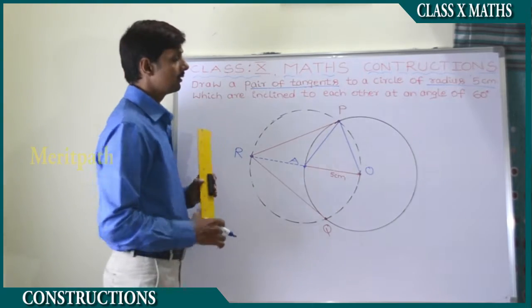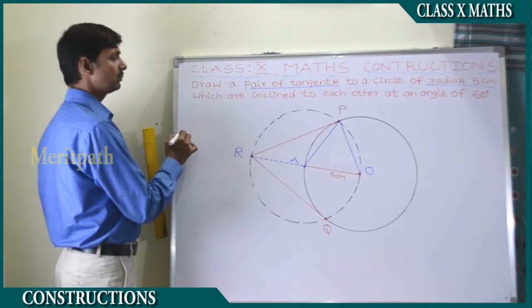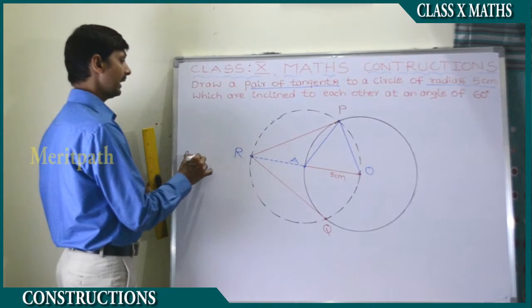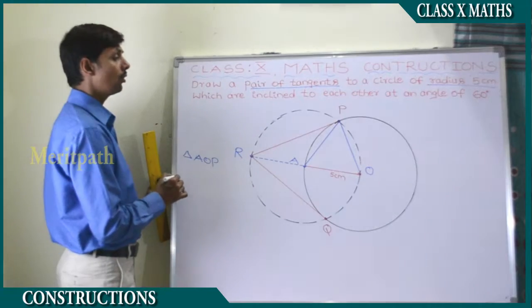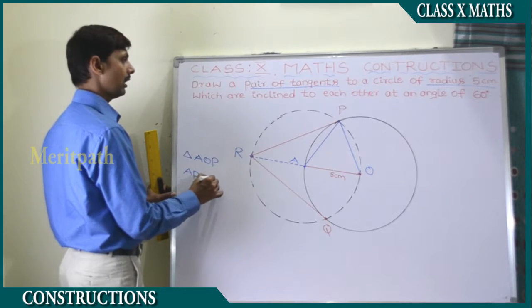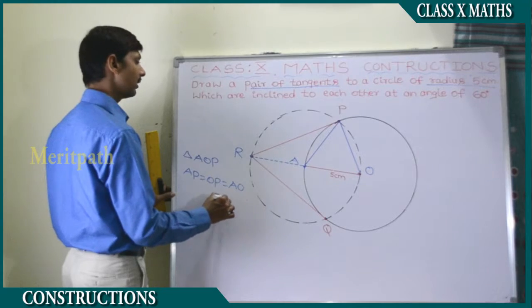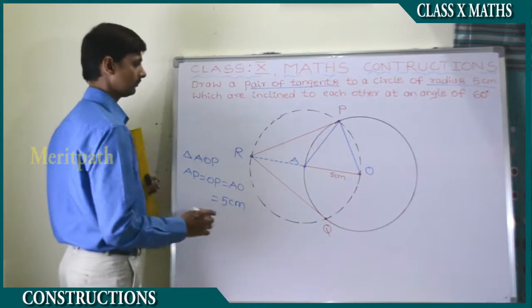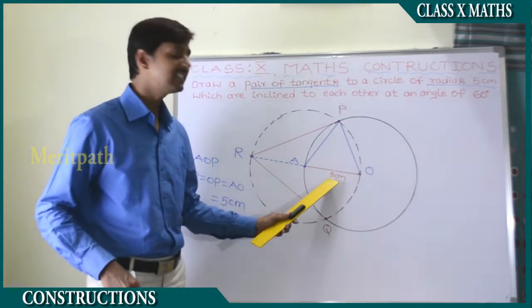And AO is also equal. So here we observe from triangle AOP, AP is equal to OP is equal to AO is 5 centimeters. We know already we have constructed the radius AO is 5 centimeters.